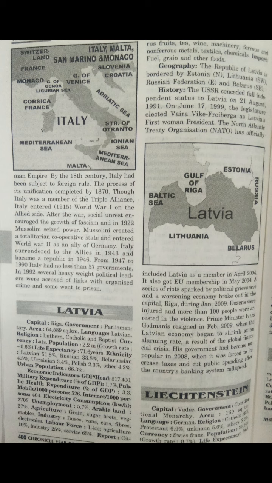Urban population 66.3%. Arable land 27%. Agriculture, grain, sugar, beets, vegetables. Industry, buses, vans, cars, fibers, electronics. Labor force 1.4 million, agriculture 10%, industry 25%, service 65%. Exports citrus fruits, tea, wine, machinery, ferrous and non-ferrous metals, textiles, chemicals. Imports fuel, grain, and other fruits.